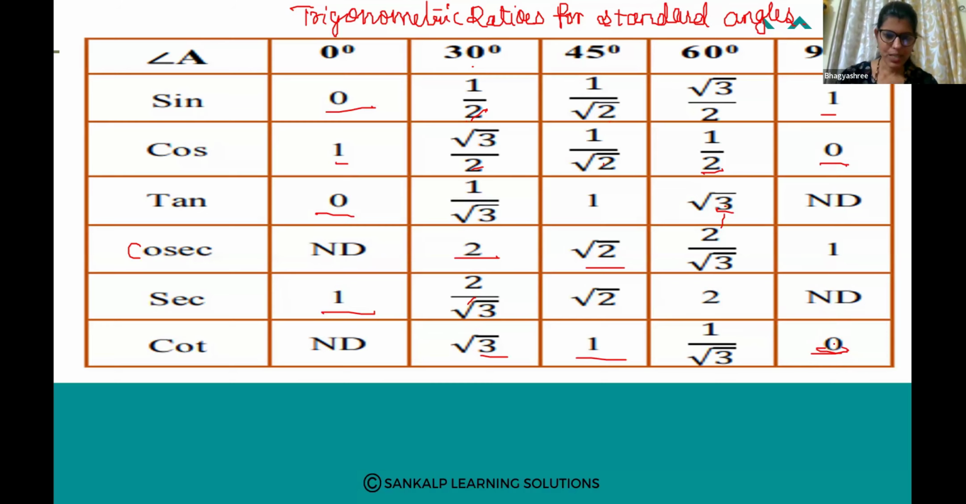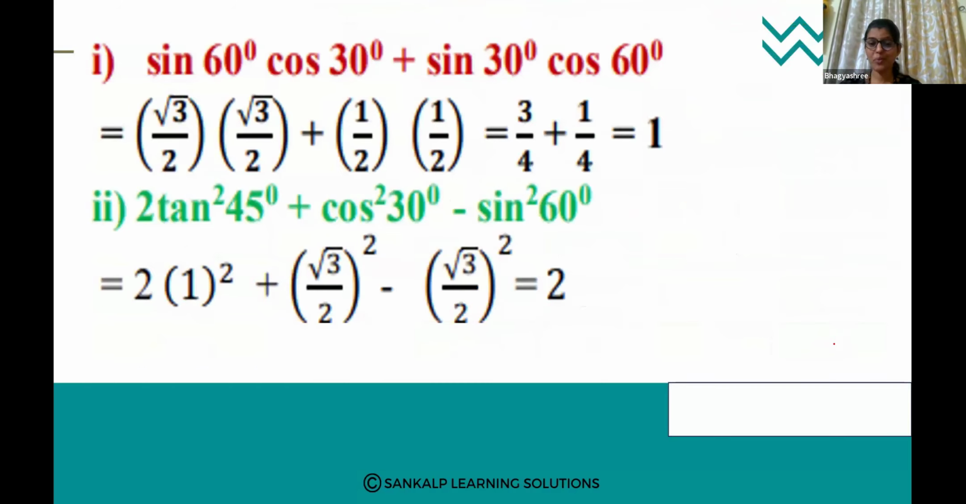Okay, next. From this chart, we are going to get all questions, 2 marks, 3 marks, 4 marks. So first question: sin 60 degree into cos 30 degree plus sin 30 degree into cos 60 degree. Yes, dear children, sin 60 degree. What is the value of sin 60 degree?